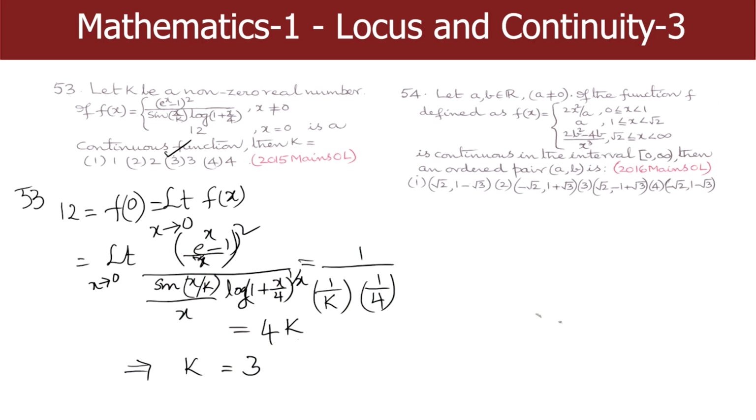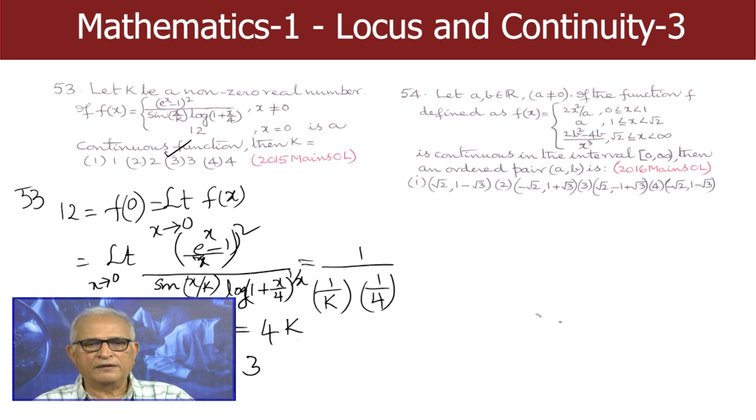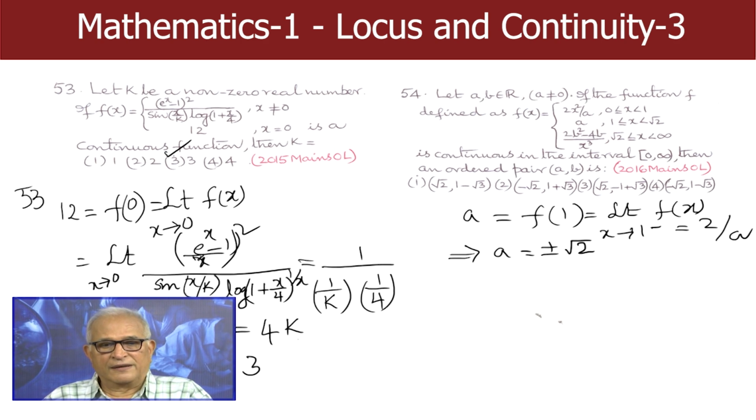So 54, let a, b both be real numbers and a not equal to 0. If the function f is defined by f(x) equal to 2x square by a for values of x in the open interval 0 to 1, including 0 but excluding 1, at 1 and also for all x greater than 1 and less than √2 it is defined to be equal to a. And for all x greater than or equal to √2 it is defined to be (2b square minus 4b) by x cubed. This function is given to be continuous on the closed interval 0 to ∞, that means for all non-negative real numbers. Then what is the ordered pair a comma b? That means what are the values of a and b? A is equal to plus or minus √2.